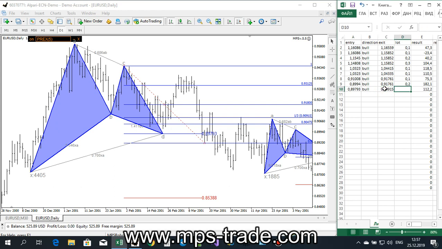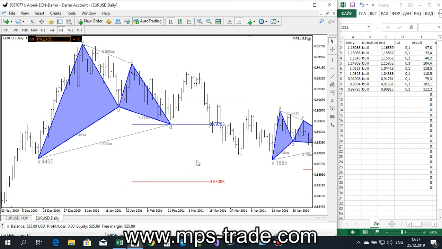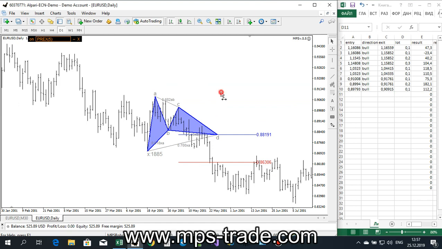So typing it manually is a bit time consuming, monotonous, especially for MPS users who already got used to lightning speed backtesting with MPS and FBU. Well, but for those who are not MPS users, maybe this is something that you actually do every day. So maybe this is not that time consuming for you. Okay, let us go to the next trade.